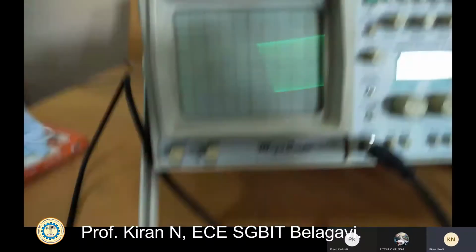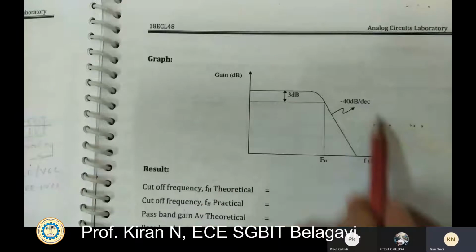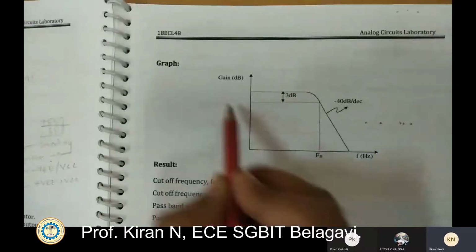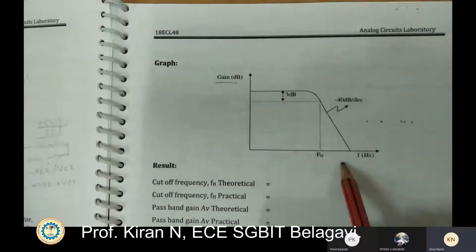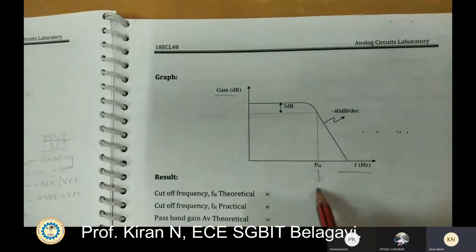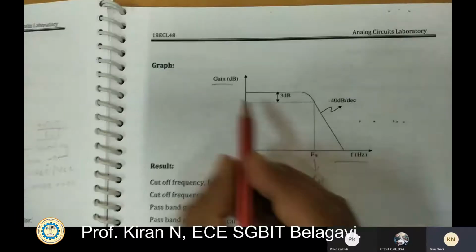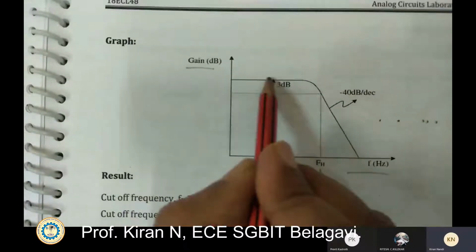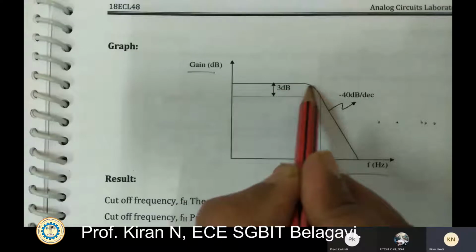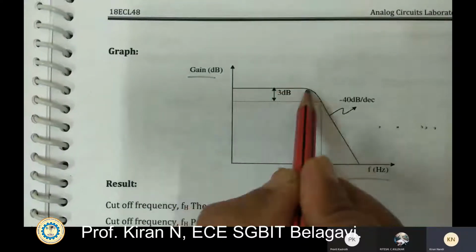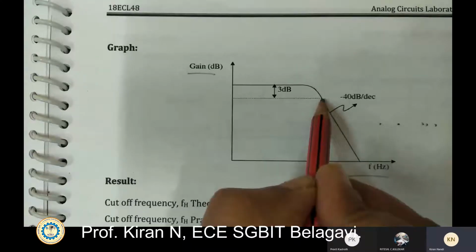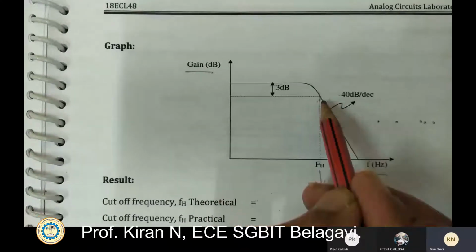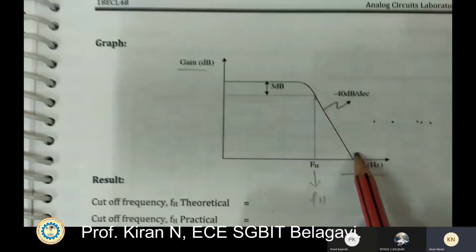So you can see here, this is the graph. This is a graph of a low pass filter. It is nothing but gain versus frequency. So up to this cutoff frequency FH value, what happens? Even if I go on increasing the frequency, the gain remains constant, till its cutoff frequency. Now once the filter reaches the cutoff frequency, what happens? The gain starts reducing here.